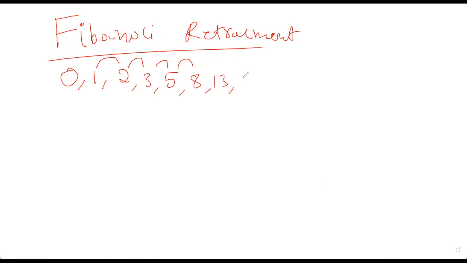So 13, 21, 34, 55, 89, and so on. This is called the Fibonacci series. So 0, 1, 2 is a whole number, and we are adding the previous two numbers to it. We are getting a series that is called the Fibonacci series.